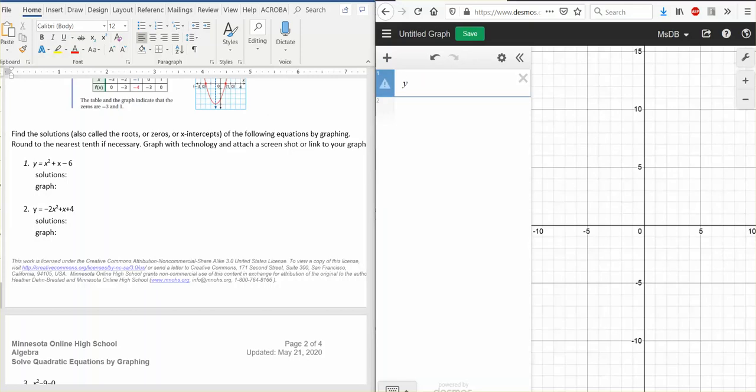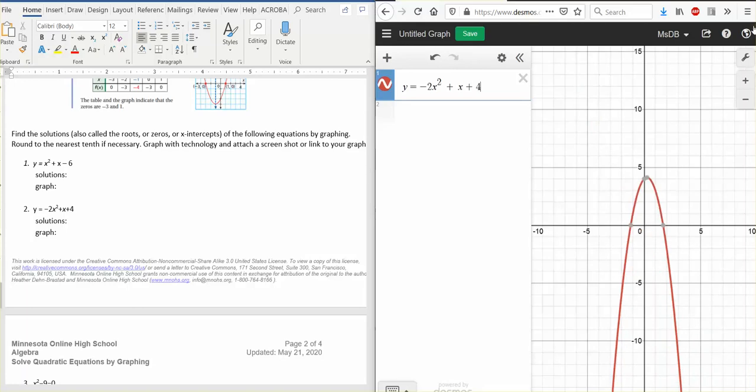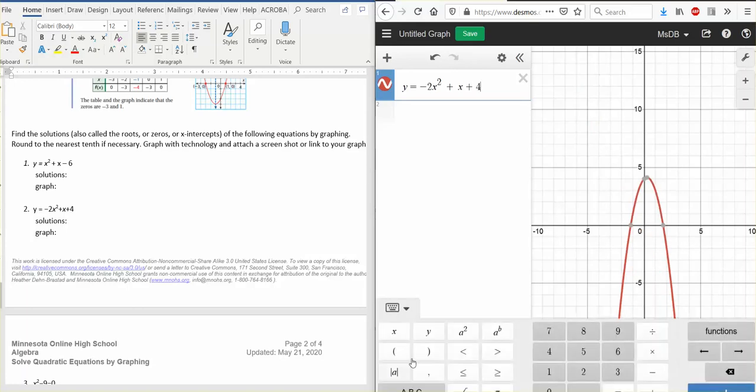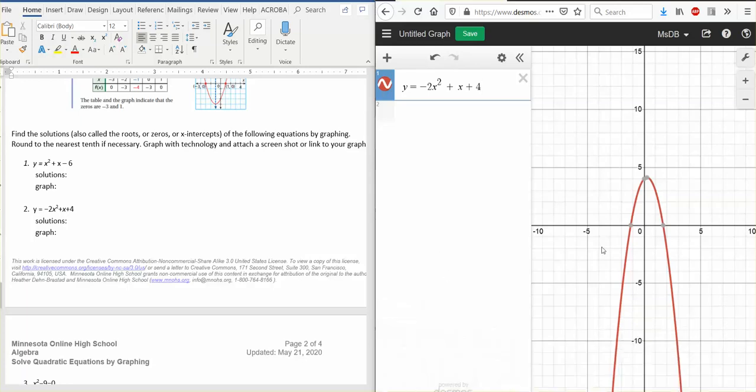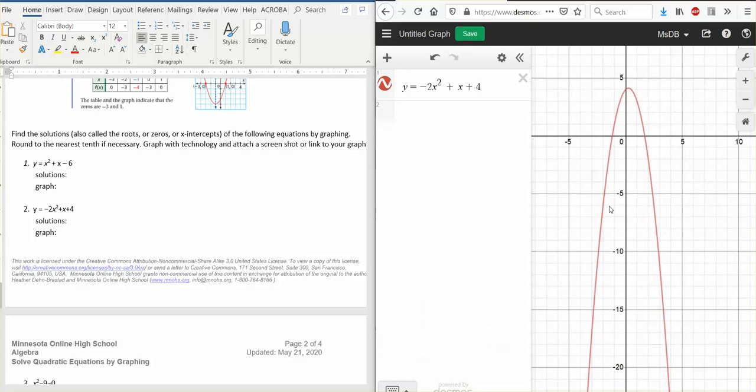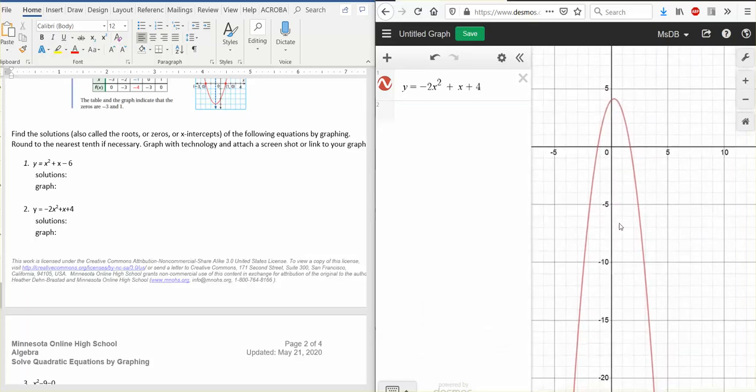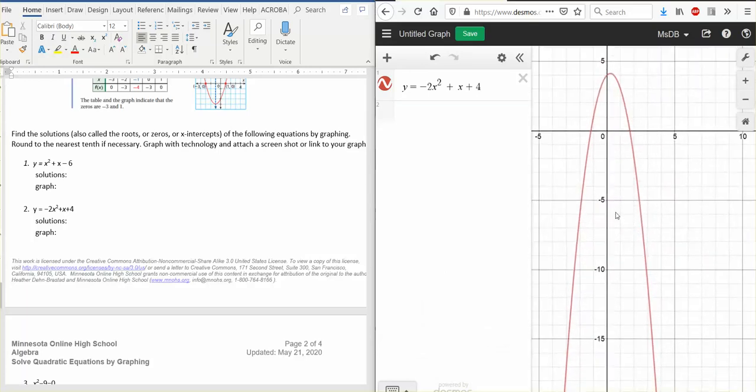So I just type in exactly what shows in Desmos, 2x squared. To do the squared, you use the up button, shift 6, plus x plus 4. I was just typing on my keyboard on my computer, but you can also use the Desmos keyboard, and then you can use this to be the squared button. And you'll see this graph. You can click on it to move it around. You could zoom in if you needed to get a better look.